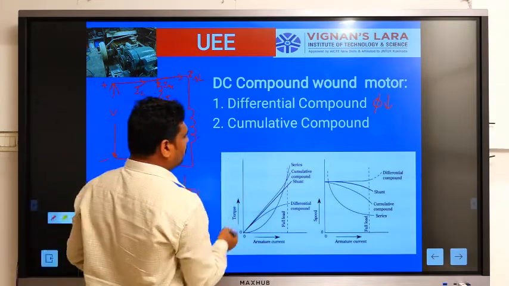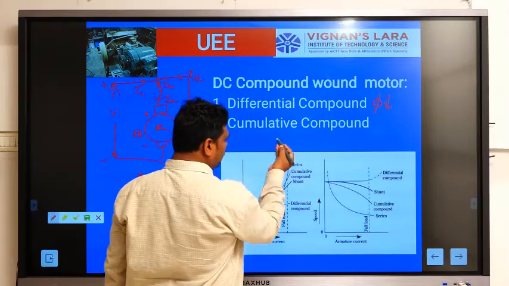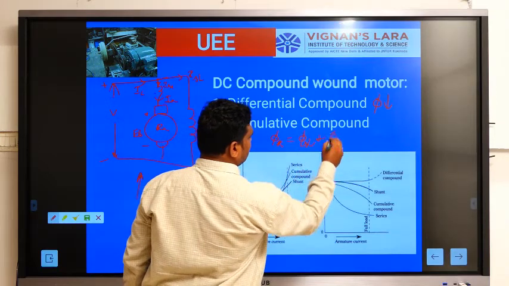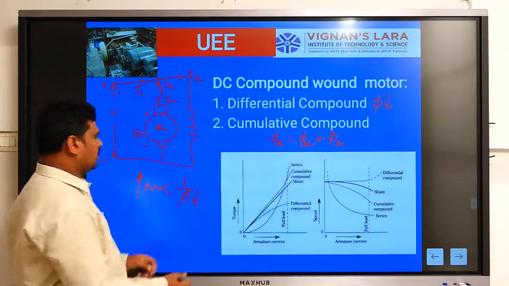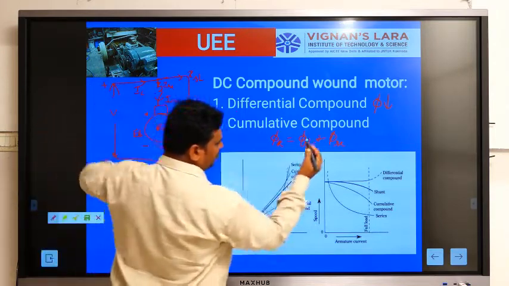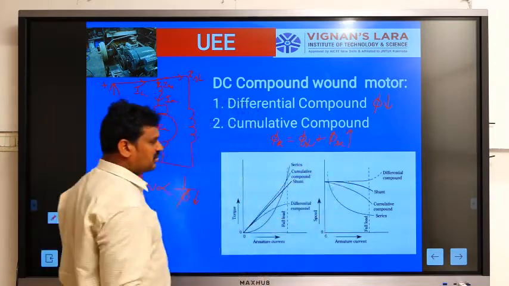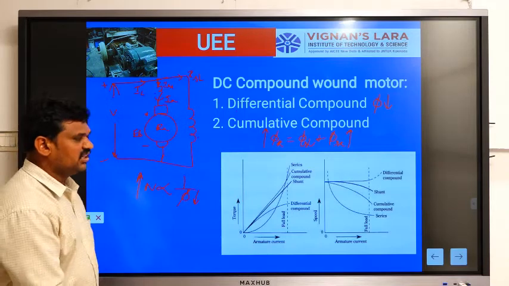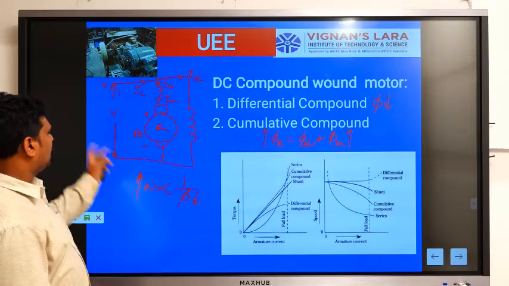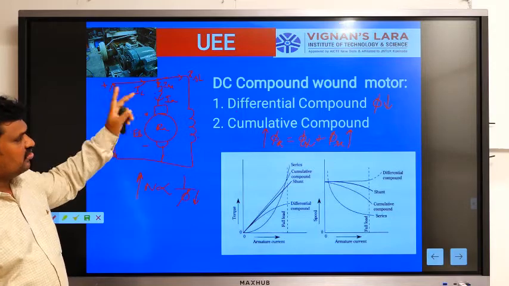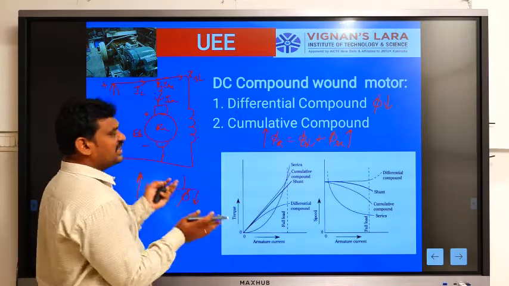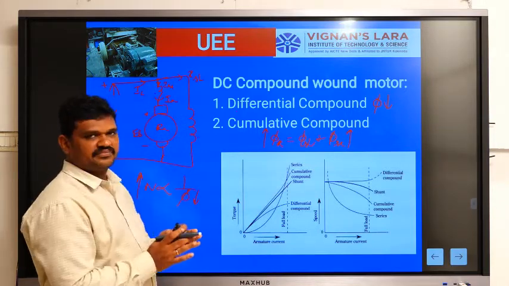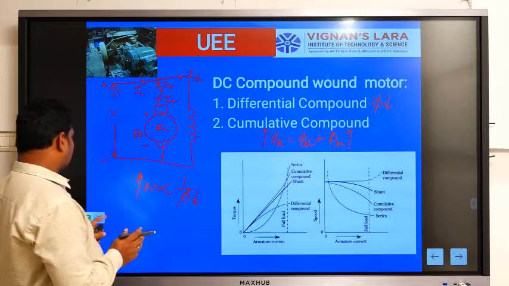When you come to the cumulative compound, the resultant flux is the addition of shunt flux and series flux. When the load on the machine increases, the series flux magnitude increases, so the resultant flux magnitude will increase. So it exhibits the shunt characteristics. If you draw the characteristics of the cumulative compound and differential compound, we get characteristics between series and shunt. Okay, so these are the compound machines.